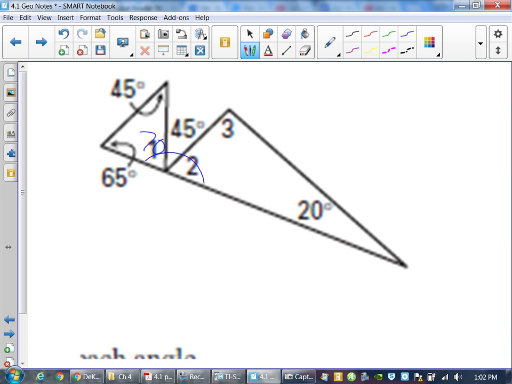70, 45, and something add up to equal 180. What's the something? How much? 65. 65 and 20 is how much? How much is left over for angle 3 then?